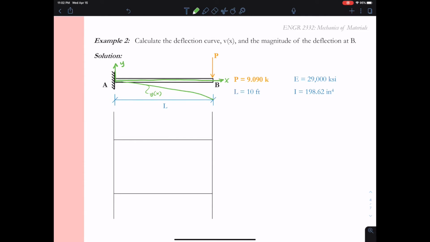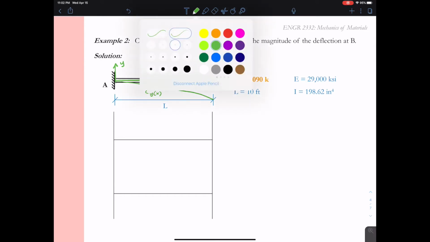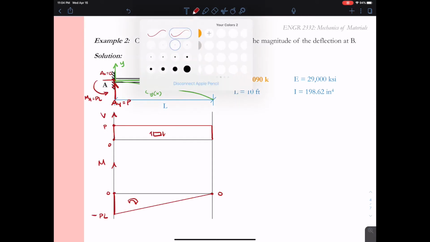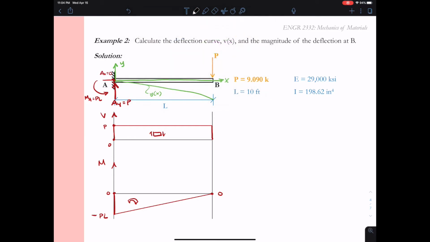All right, so like all the other problems, we need to get started with drawing our shear moment diagram. So I'm going to leave that up to you. Go ahead and pause the video right here and draw those shear moment diagrams for me. And hopefully this is what you got for your shear moment diagrams. If you're having trouble with this, go back to some of the stuff you learned back in statics, or what we reviewed earlier this semester.